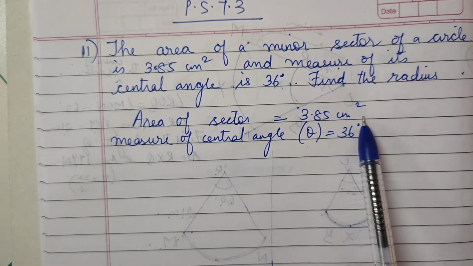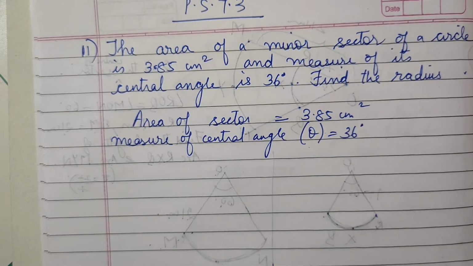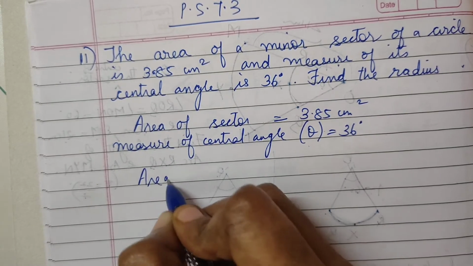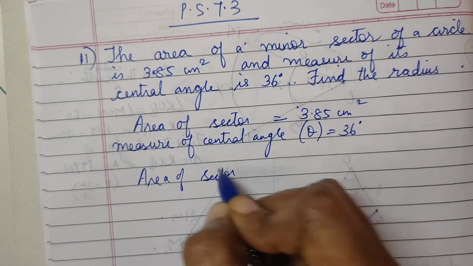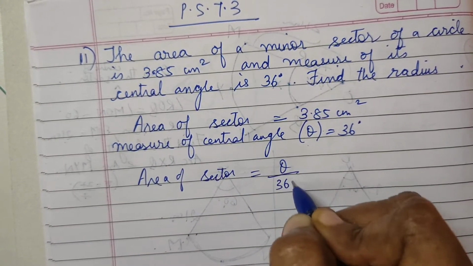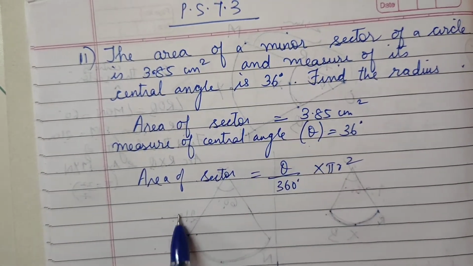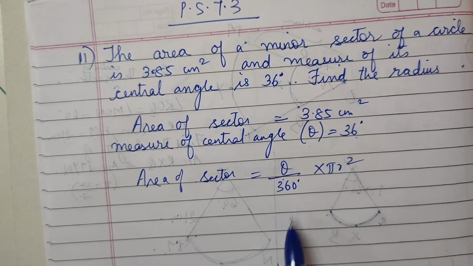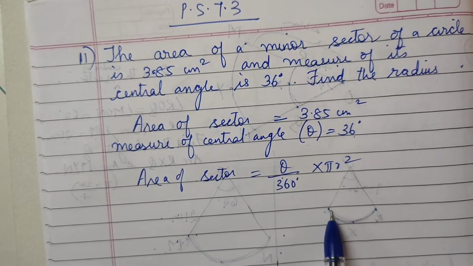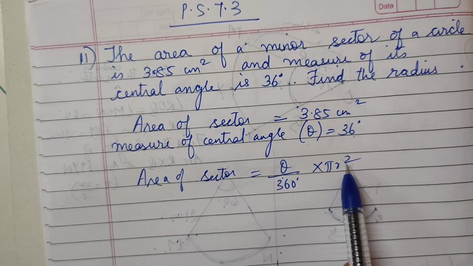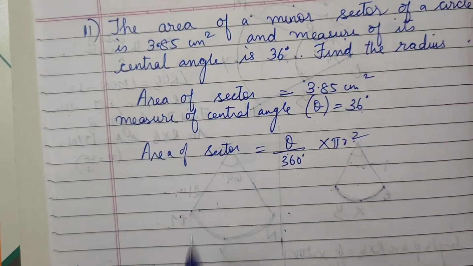So here the area of a sector is given. We will then use the area of a sector formula. What is the area of a sector formula? Can you recollect? Theta upon 360 into pi r square. So we know the area of a sector is 3.85. Theta we know is 36 degree upon 360 degree into pi. We will take 22 upon 7 into r square. Then you can substitute the values and find that.